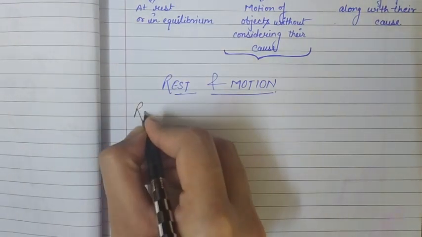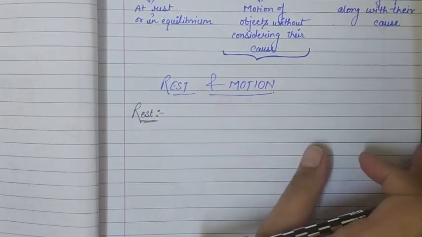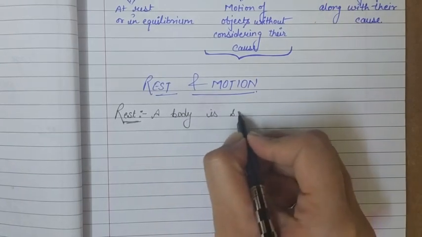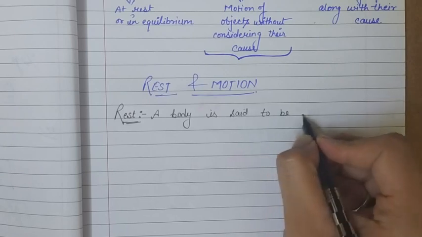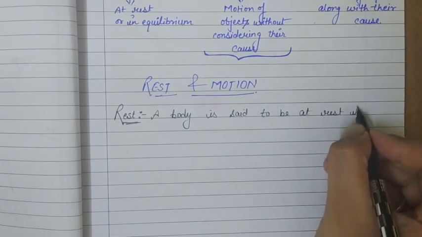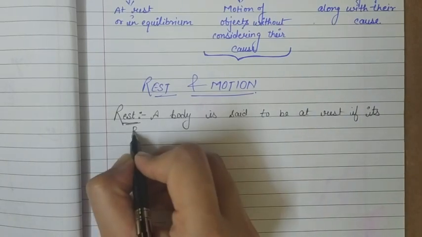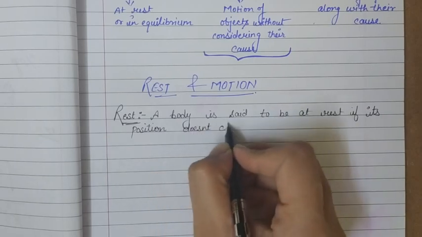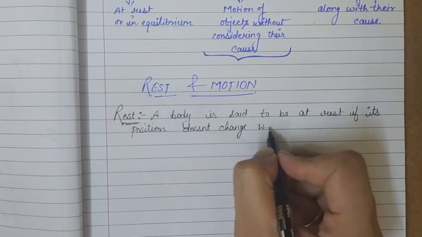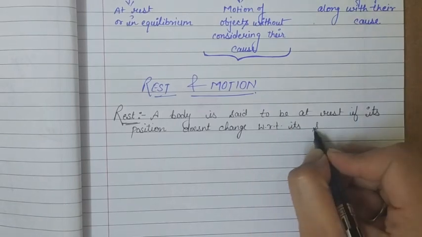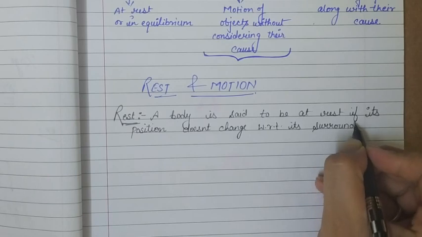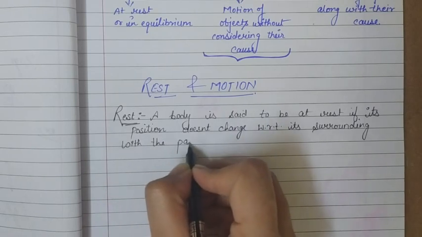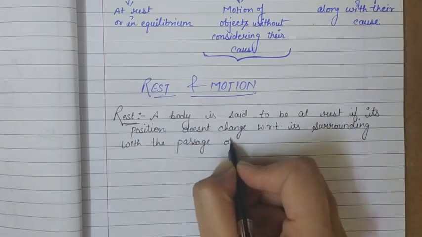So we can define rest as: a body is said to be at rest if its position doesn't change with respect to its surroundings with the passage of time, then the object is said to be at rest.